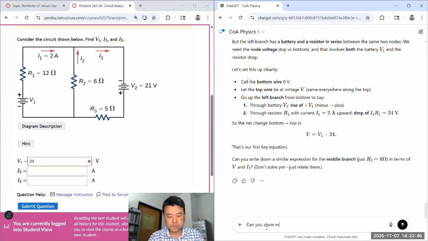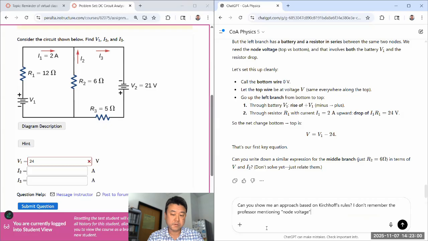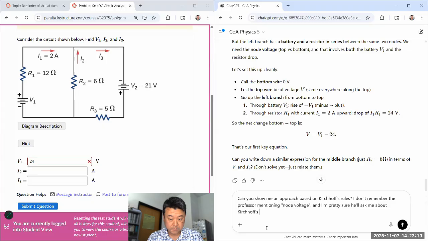Can you show me an approach based on Kirchhoff's rules? I don't remember the professor mentioning node voltage, and I'm pretty sure he'll ask me about Kirchhoff's rules anyway.